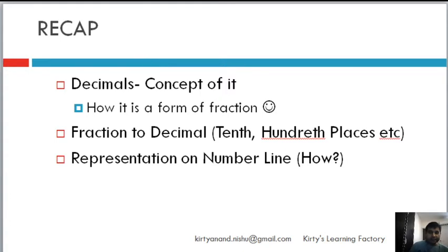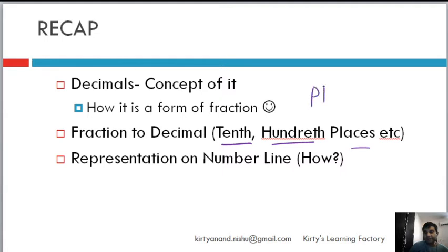We talked about decimals, what the concept is, and how it is a form of a fraction. So basically all fractions can be depicted as decimals. You just have to divide the numerator by the denominator, and the number you get is the decimal. Then, for fraction to decimal, we learned what a tenth place is and what a hundredth place is.